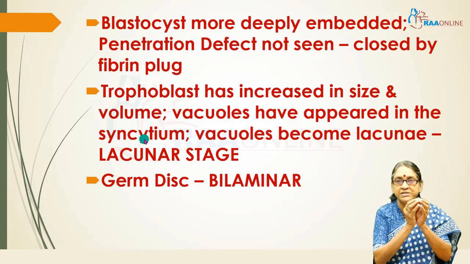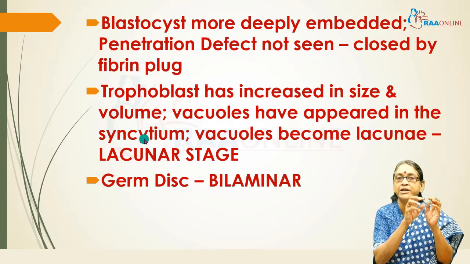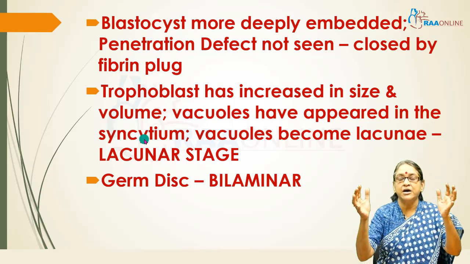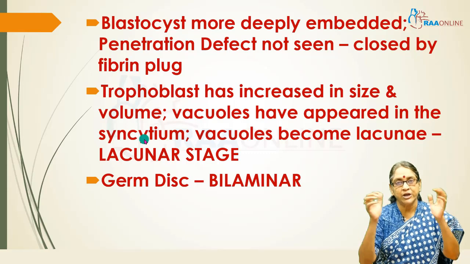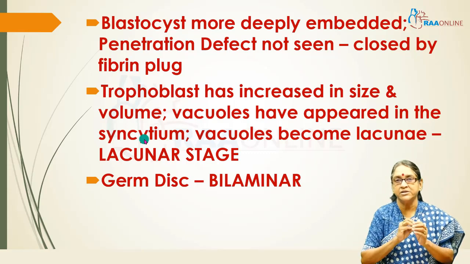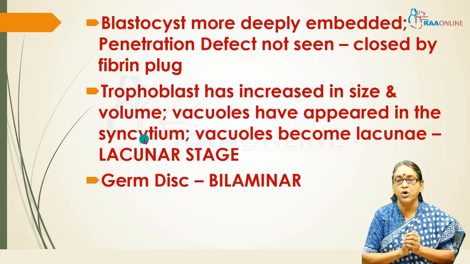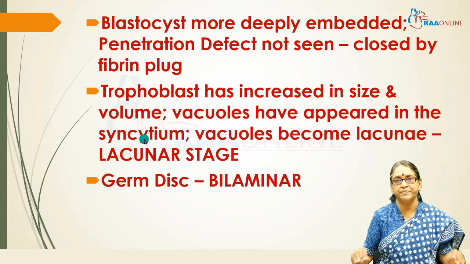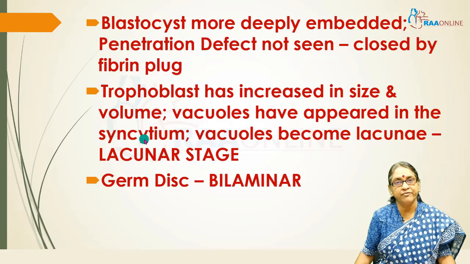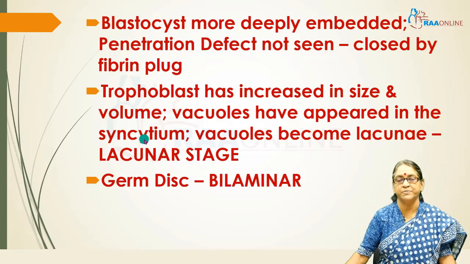Slowly, the empty spaces, the vacuoles, become larger. When they become larger, you call it a lacuna. If it's a small empty space, we call it a vacuole, but if it becomes a larger empty space, we call it a lacuna. So there are multiple lacunae seen, and that is the reason this stage of development is called the lacunar stage of trophoblastic differentiation. Days 9 and 10, or the early second week of development, is referred to as the lacunar stage of trophoblastic differentiation.